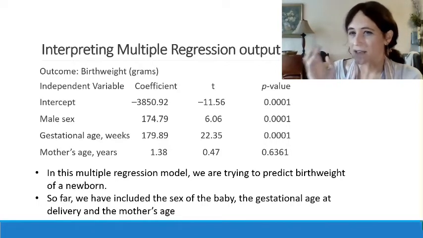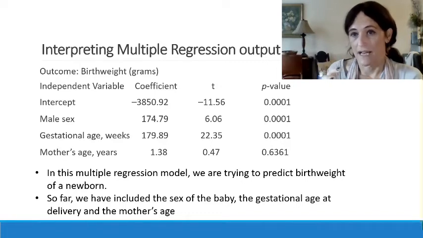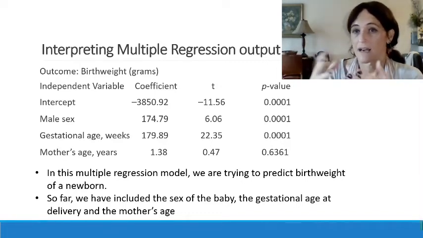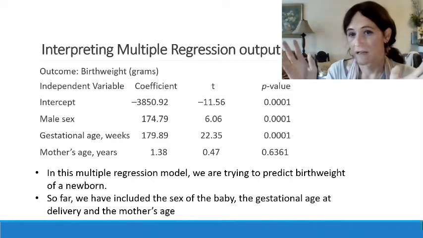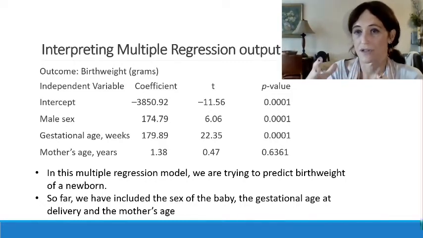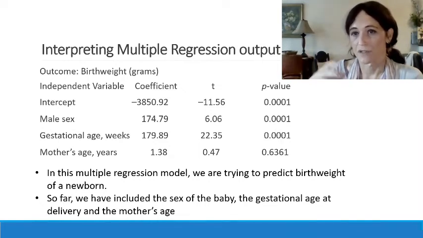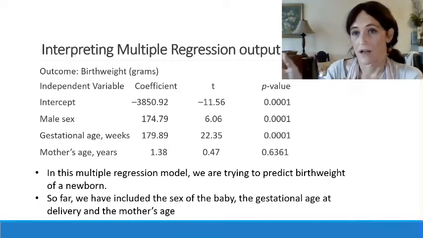And so we can't make an apples to apples comparison of a coefficient for male sex to gestational age. You could say that being male versus female is equivalent to about a week of gestational age. That would be fair, but you wouldn't necessarily say that one is a stronger predictor than the other. You can look at a couple things. One, you'll notice that the T statistic associated with gestational age is larger than for male sex. That's one clue that gestational age is actually a slightly stronger predictor of birth weight, which makes a lot of sense biologically and clinically.